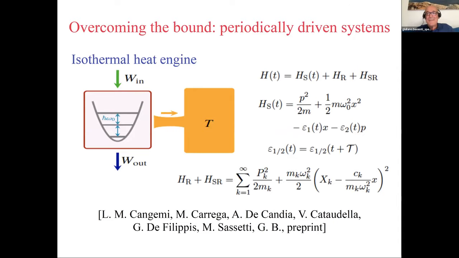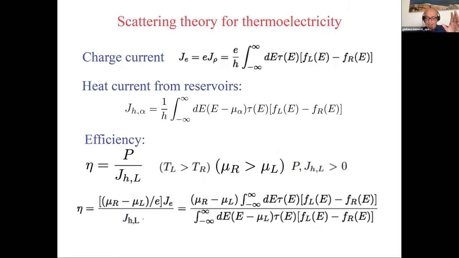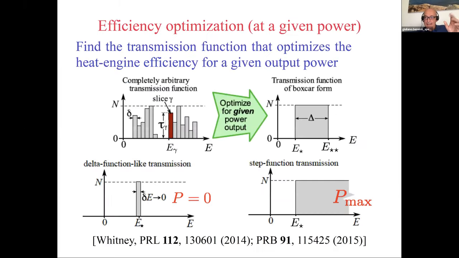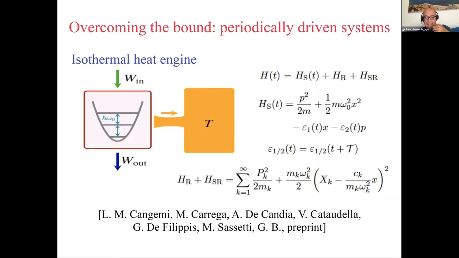Just a sketch, as this is some work in progress. The point is that you can do better than this bound. You have this bound on Q for steady state. Can we do better if we have a periodic driving, if we go beyond the steady state? And actually, this is the case. This model is an isothermal heat engine, so it's a work converter attached to a reservoir.